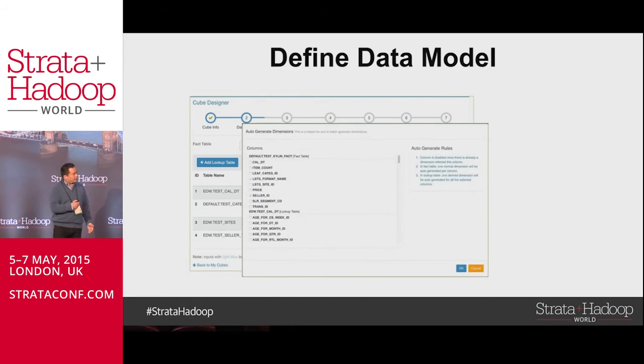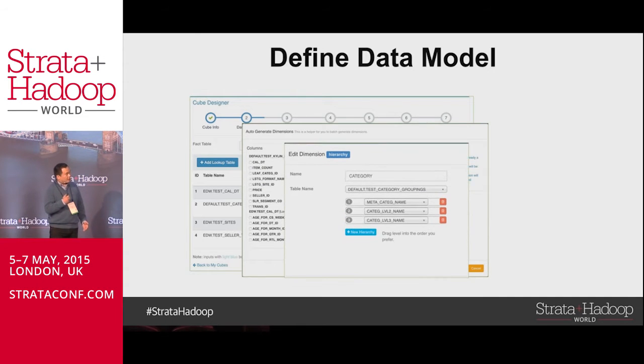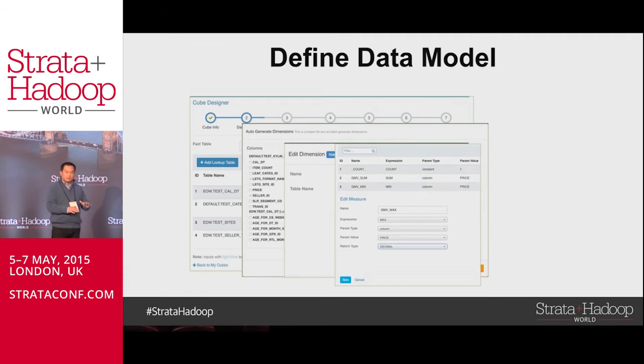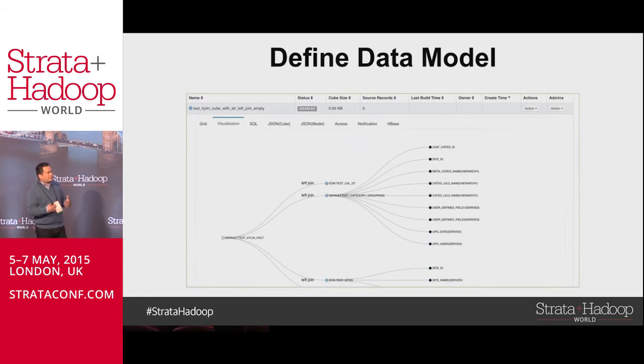And also pick some of the dimensions, define the hierarchy, the different levels of the dimension, and also the aggregation functions, right? Min, max, count, sum, and so on. Once the metadata is done, it will show a star schema for you. This is the import, the interface between upstream and us.